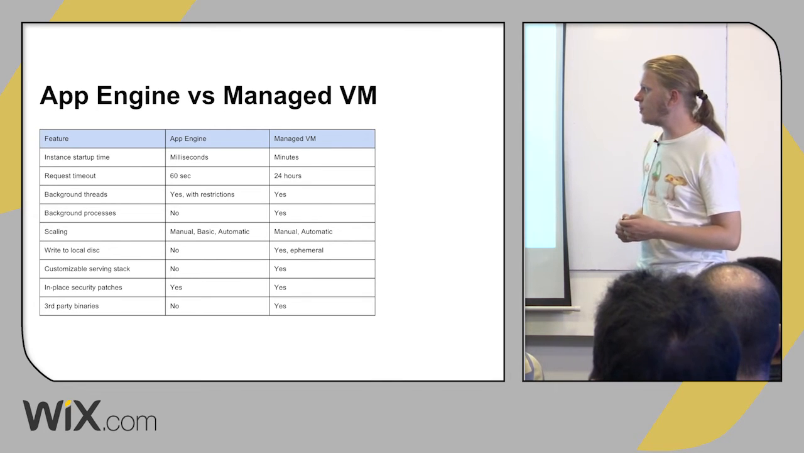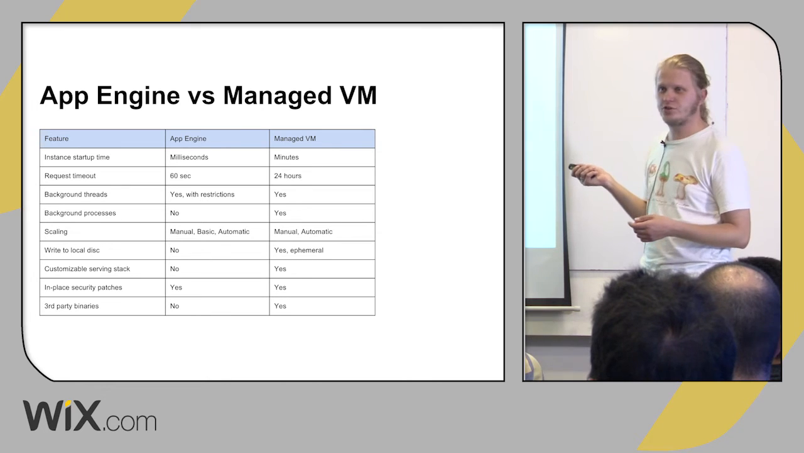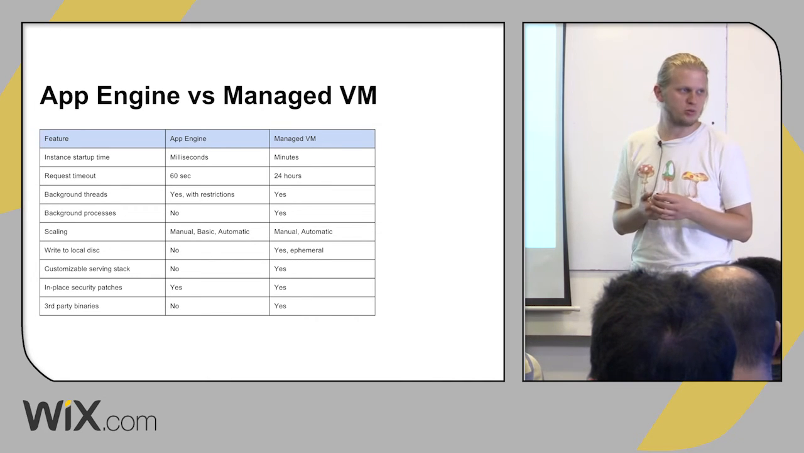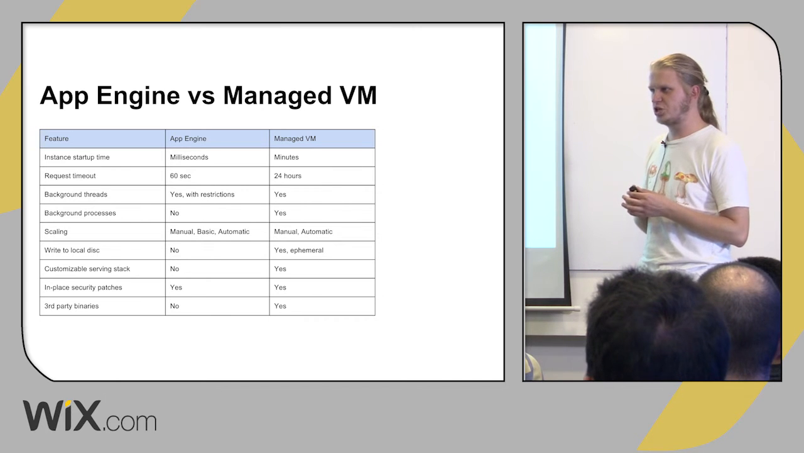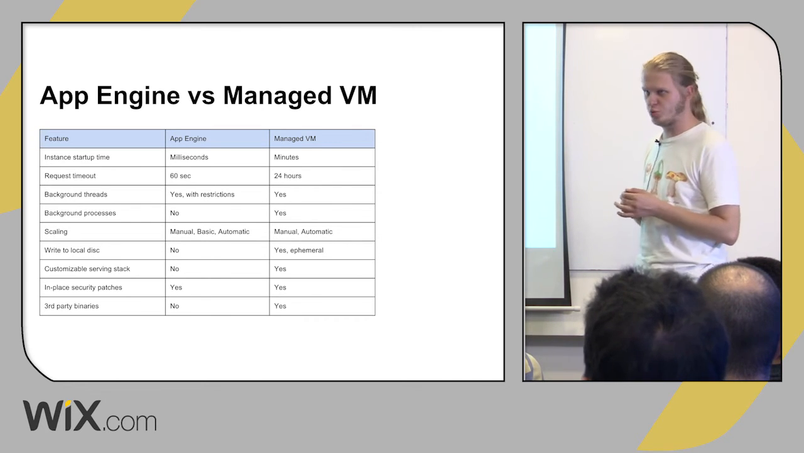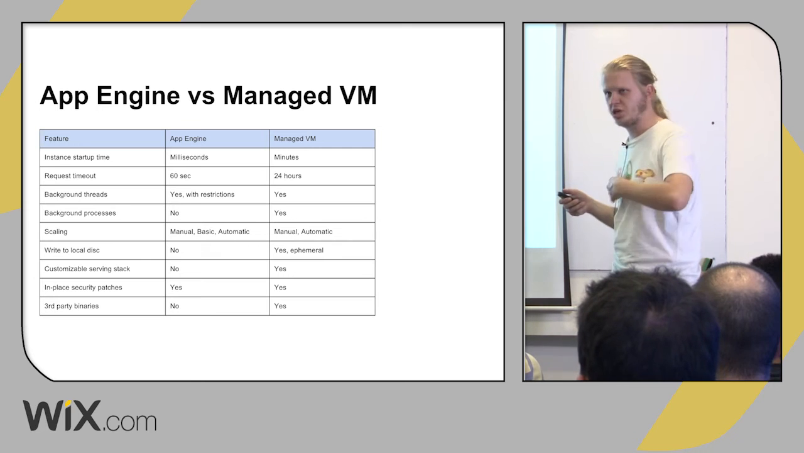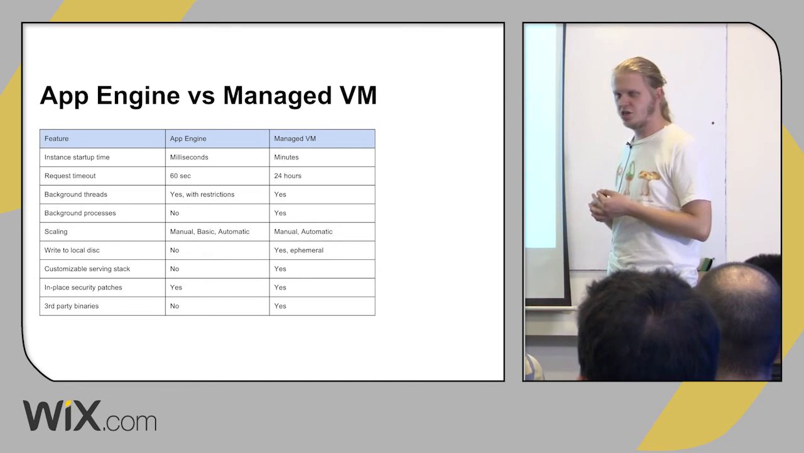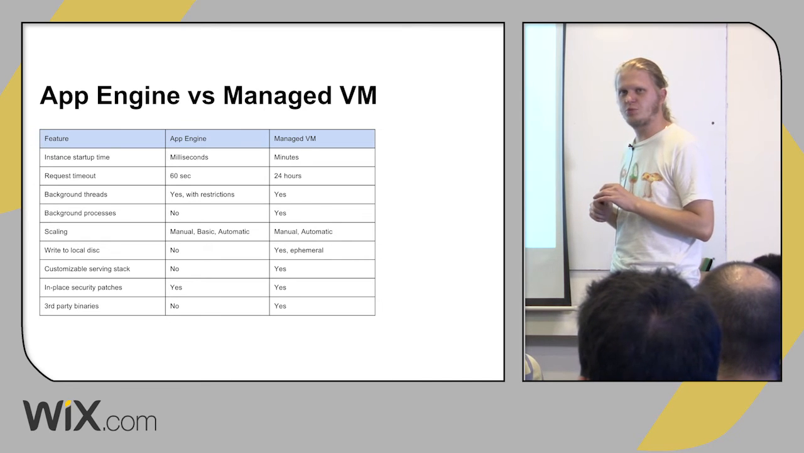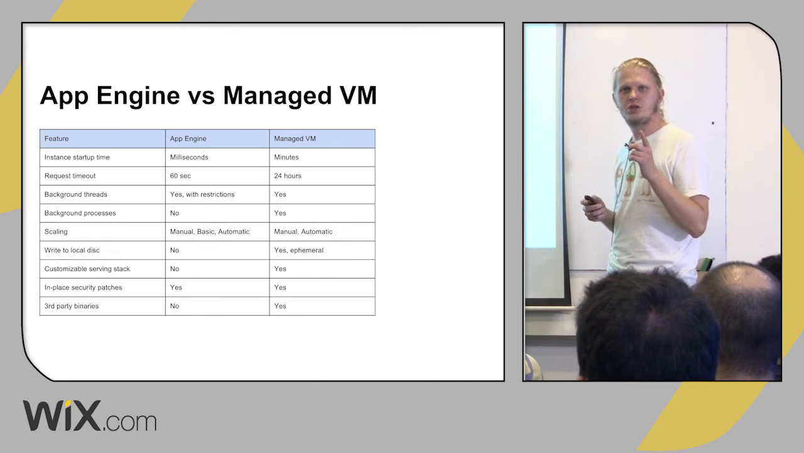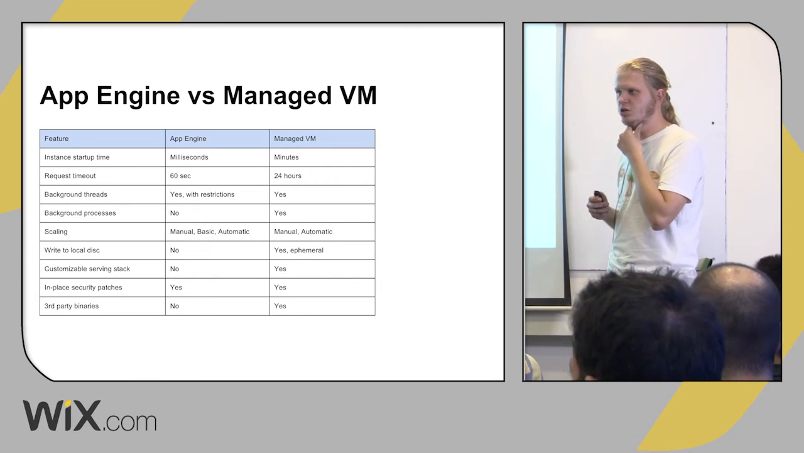On the other hand, you have a huge request timeout. You can run really, really long running transactions or long polling or whatever you want, because App Engine will cut you off after 60 seconds. It's not configurable? You cannot change it in App Engine? In App Engine, no, it's the maximum. I think you can lower it, but you can't make it higher.